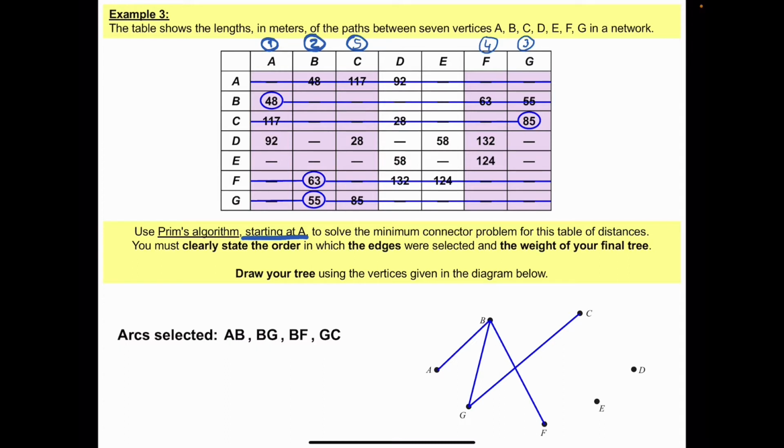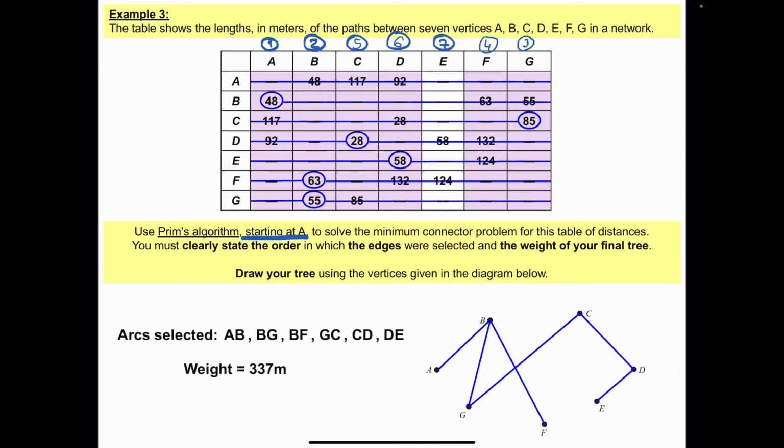And now the smallest one should be 28, if I'm not mistaken, that's fine. So that's in the row D, so CD is the next arc, and D will happen to be the next column, number 6. Next number is 58. 58 is in the E, so DE would be the next arc that I can connect, and then E will happen to be the last column. The weight that we need to find, just add the numbers that are circled, and that should give you 337.